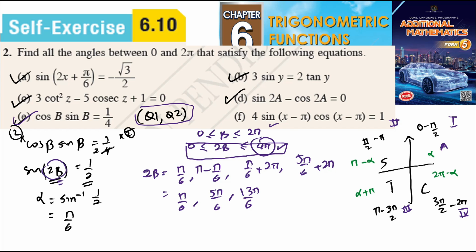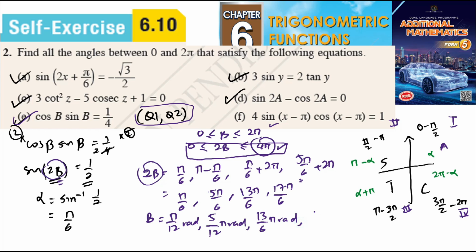So this one, 2 times 6 is 12, 12 plus 5 is 17 pi over 6. Okay, this one is 2b, but we wanted it to be b, so we have to divide everything by 2. Dividing by 2, we get pi over 12 radian. Dividing by 2, we get 5 over 12 pi radian. Dividing by 2, we get 13 over 6 pi radian. And here, dividing by 2, we get 17 over 12 pi radian.